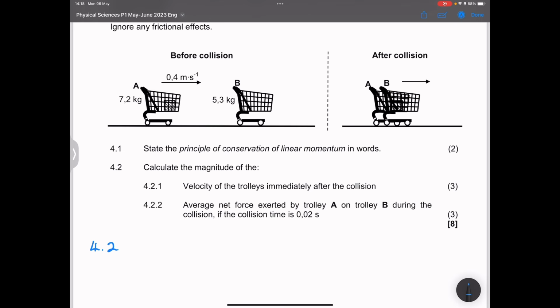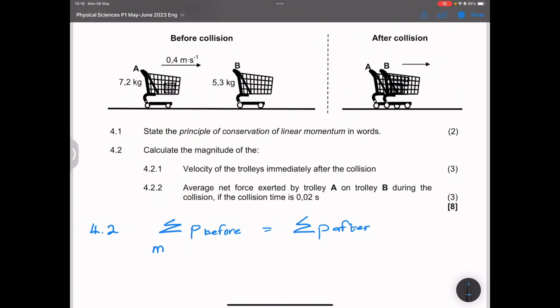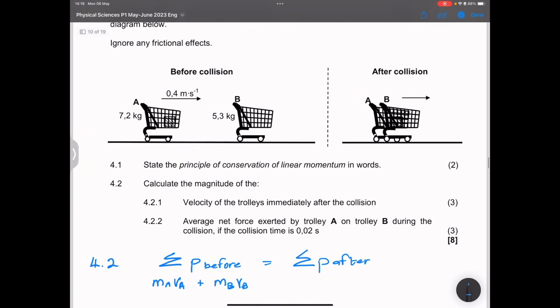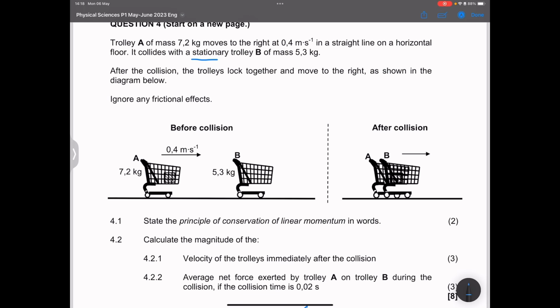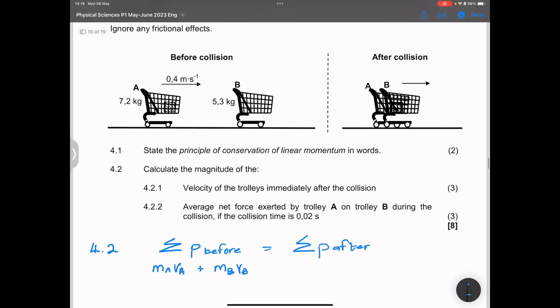So, ladies and gents, we know that we're going to apply the principle of conservation of momentum. So we're saying the sum of their momenta before collision will be equal to the sum of their momenta after collision. Right, now before collision, we have the mass of A and velocity of A, and they were separated. But we know that B was actually stationary, right? They told us that it collides with a stationary trolley, which was B. But after collision, we know that the two trolleys are going to move together. So I'm going to add their masses together, and they've got the same final velocity, right? So that's the initial velocity there.